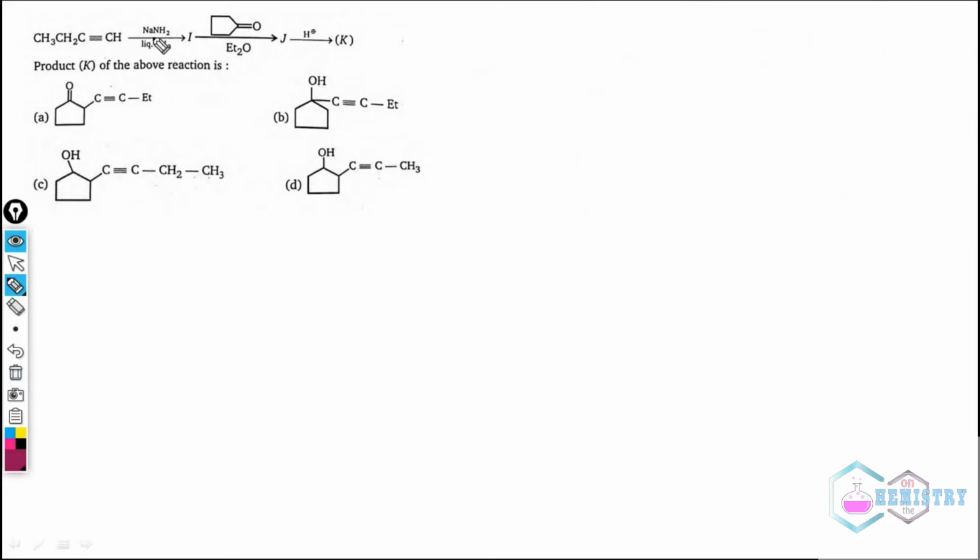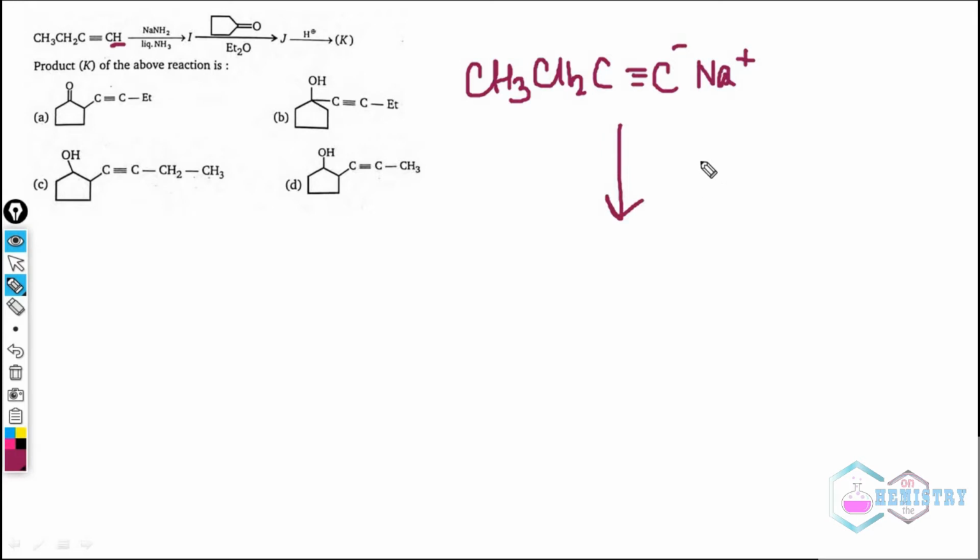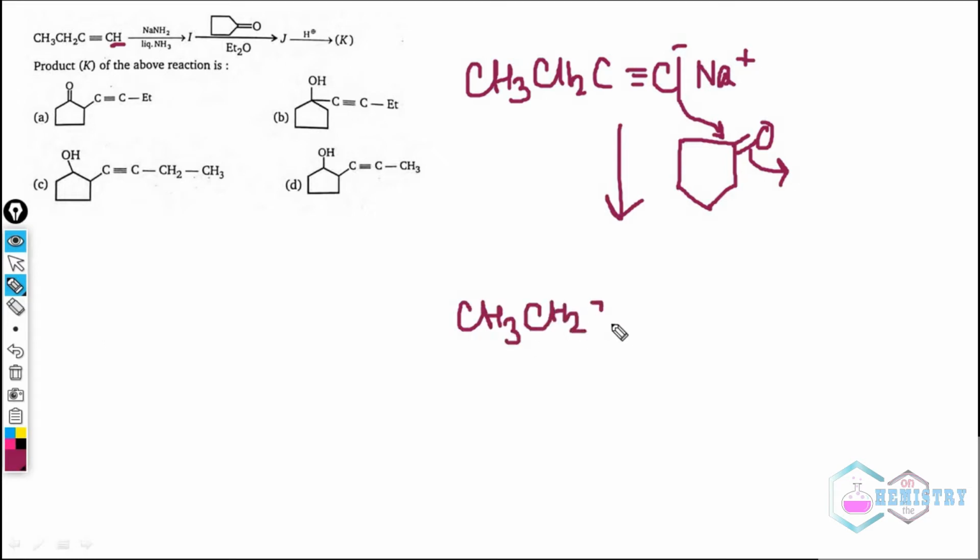Now what will this do? This will abstract this hydrogen to give a salt, CH3CH2C≡C⁻ Na⁺. Now this C⁻ will attack this carbon. This will open up, so a compound like this, C≡C, O⁻ will form. Further it will be acidified to give an OH.